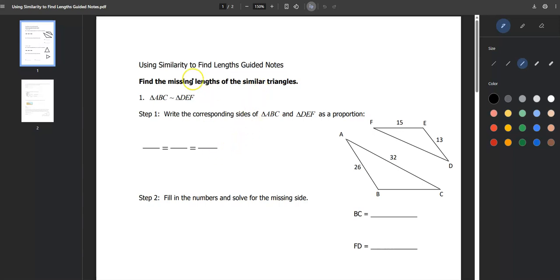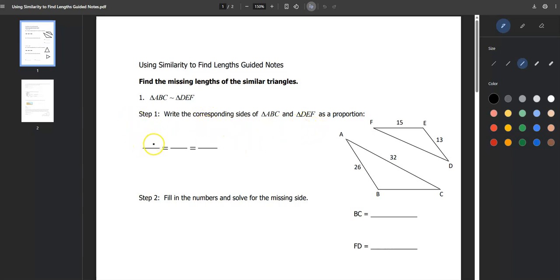Okay, so here we go. We're given that the two triangles are similar, and we want to find that missing side. That, again, is our goal, our learning target today. Given that the triangles are similar, we're going to find missing side lengths here, okay? So I've got triangles ABC and triangle DEF. We want to write the corresponding sides as proportions.